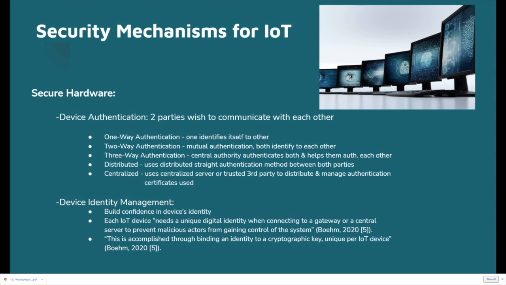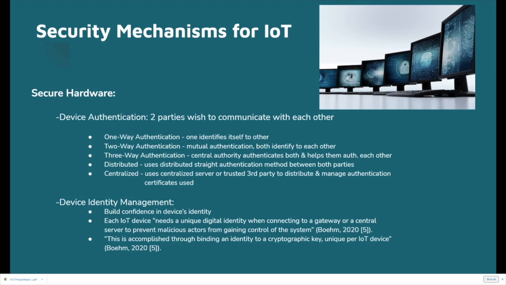So, some security mechanisms for IoT. Starting off, we'll go through secure hardware. A big one is device authentication. When two parties wish to communicate with each other, you're going to want authentication so they know who each other are. I have listed five methods here.